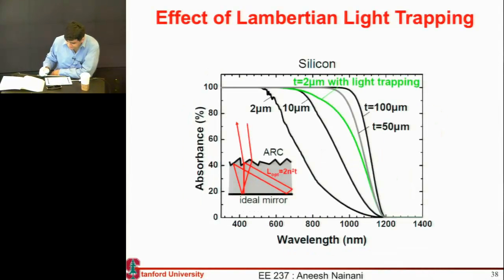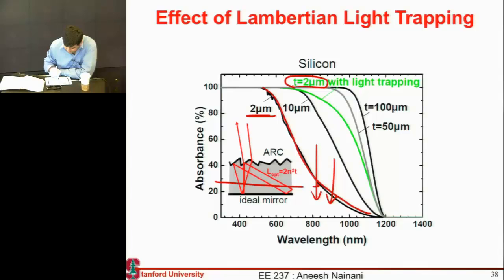Now what happens if you do texturing? I have this same thickness of the cell, 2 micron over here without texturing, and 2 micron with texturing. I see immediately for the red photons, the photons in this wavelength, that if I had no texturing, their absorption was very low. Only 20% of them were getting absorbed. But now if I have texturing, I have enhanced the path length quite a bit. So now these red photons get enough bounces, or enough path length, to get absorbed.